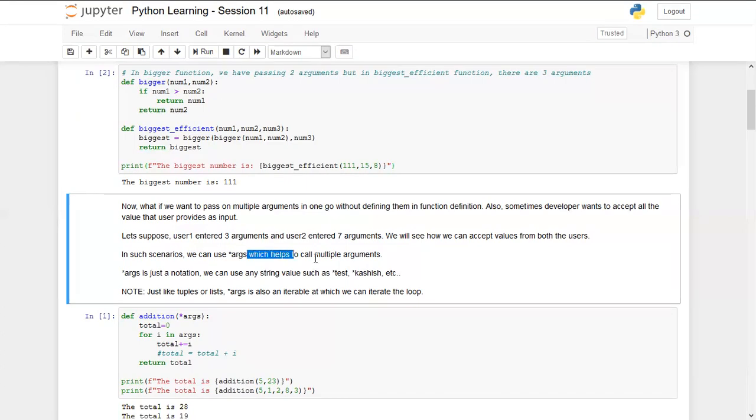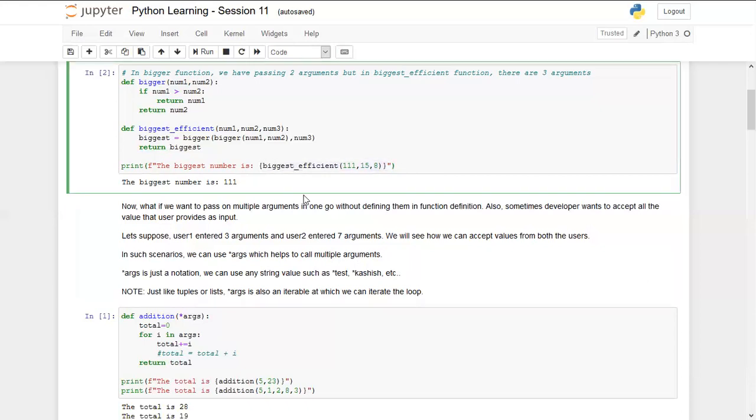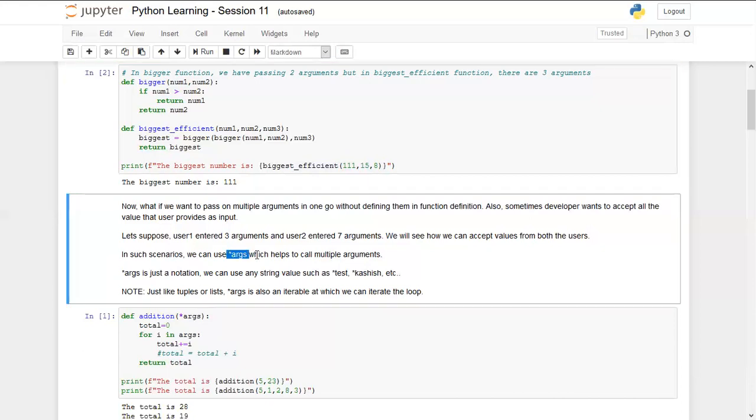It helps us to pass multiple arguments when we do the function call like this. And star args is just a notation. For our learning purposes we use star args, but you can also define it like star A, star B, or star your name. Like I've written star test, star kashish, etc. So this is just a notation. Instead of args, you can define any keyword that you want to give, and please don't use any inbuilt keyword of Python.